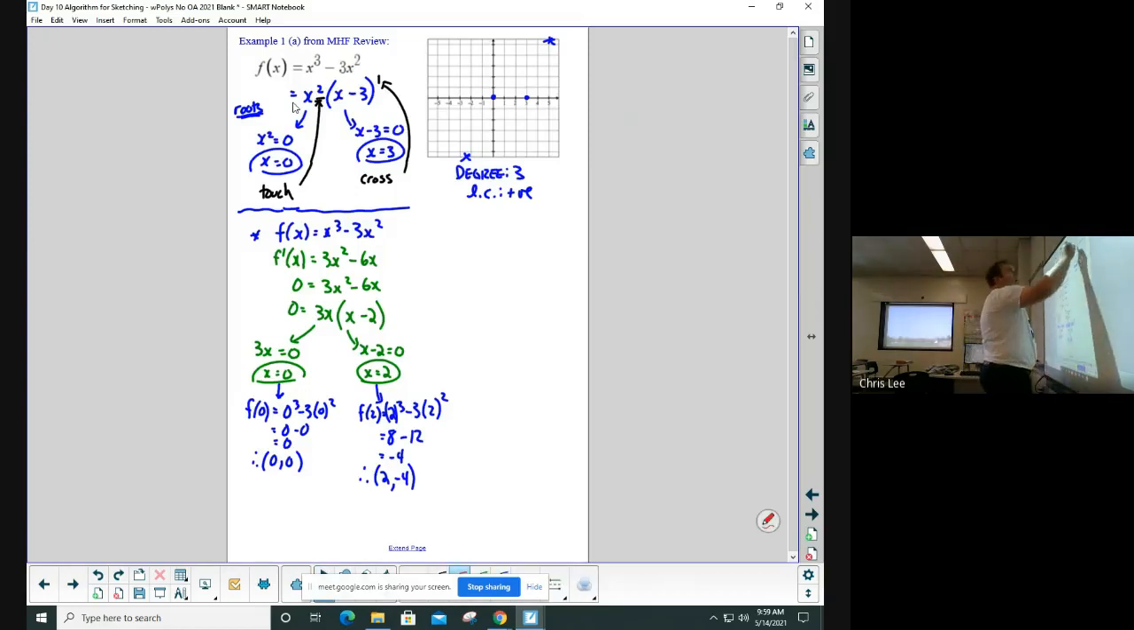0, 0. Okay, that's a critical point. That's good because I already knew about that guy. I also knew it was going to touch, so that's good. And then 2, negative 4. So 2, negative 4 is down here. There is another spot. So already I've got a great idea of what this picture is going to look like. And I'm going to be more accurate than my first attempt because I can see now that it goes down a lot lower than I suspected.